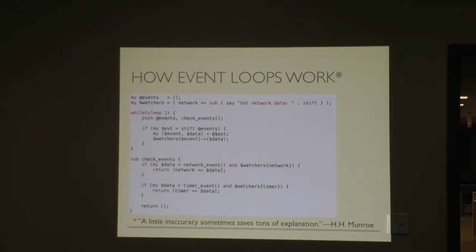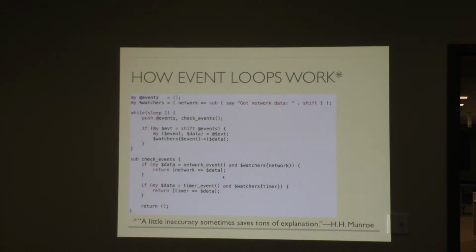Check events does a loop of things. It will say, oh, do we have any network events going on, and is anyone listening for event network? Because we don't want to create events for things that no one cares about. We're just going to drop those on the floor. And if so, then we create a new event here. It's a network type event, and there's the data that came back from the network event.